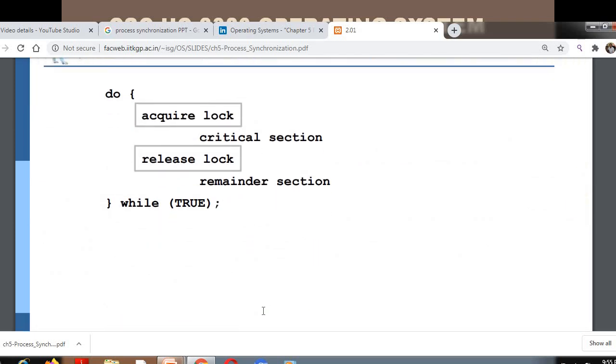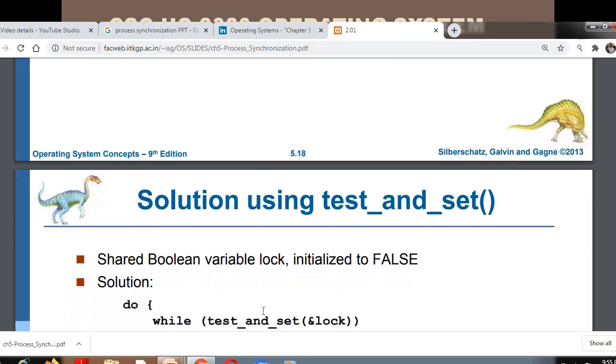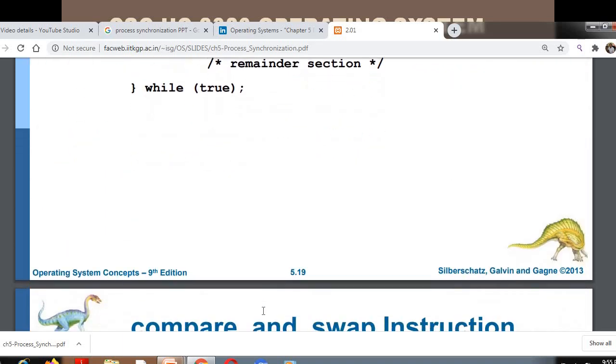Now, these are some programs. We skip this.